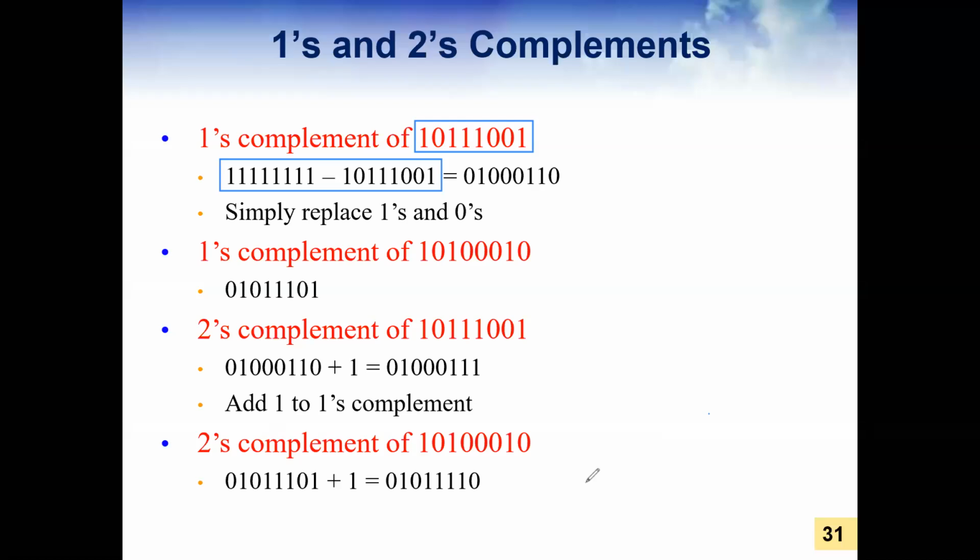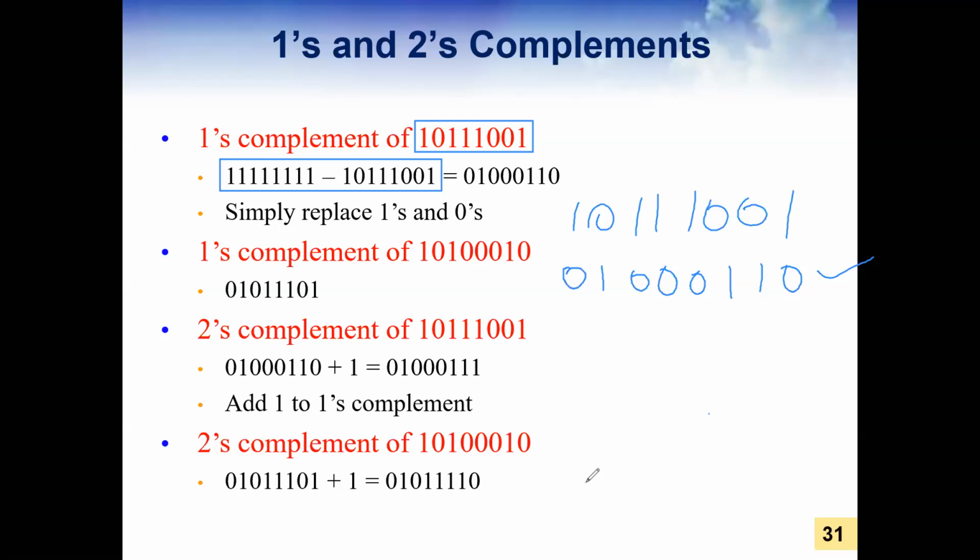Okay, the number is, let's say, 1 0 1 1 1 0 0 1. I want to know its 1's complement. Just flip the digits: replace 0 by 1 and 1 by 0. This 1 will be 0, this 0 will be 1, this will be 0, 0, this will be 0, this will be 1, 1, this will be 0. One's complement: just interchange 0 by 1 and 1 by 0. This is the 1's complement.